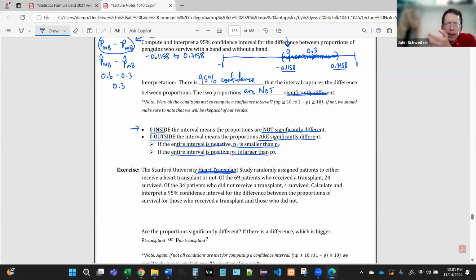So back then, when they first started with this procedure, how did they know it worked, right? Well, they did studies, right? They did hypothesis tests and confidence intervals. And one of these studies was done by Stanford University. It's called the Stanford University Heart Transplant Study, and it was quite an experiment that they did.